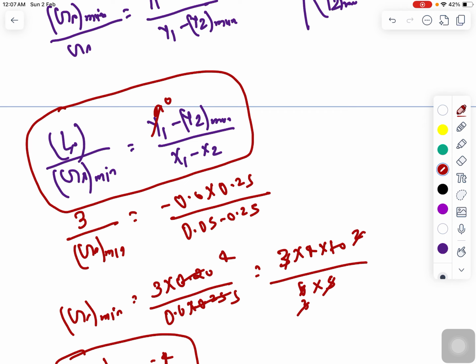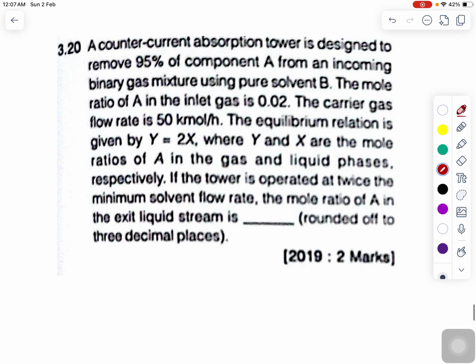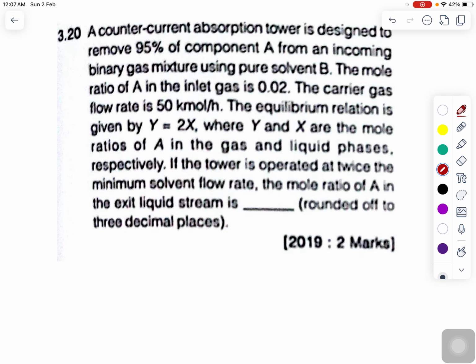So these are the kinds of things that you have to figure out during the process, and this will only come when you are practicing a lot for the problem. Now coming to the next problem, this question says that a counter current absorption tower is designed to remove 90% of the 95% of the component.